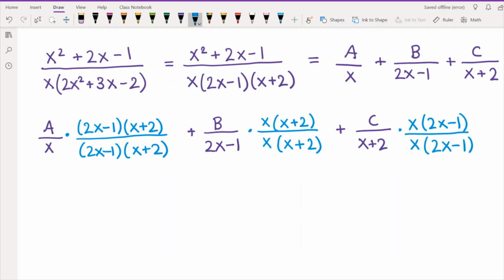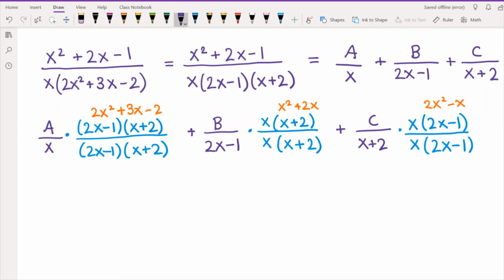Okay, so I'm just going to write above here what these multiply together to be, just so that we can go to the next step more easily. If you multiply together these two things, we already saw that that gives you 2x squared plus 3x minus 2. If you multiply together x times x plus 2, that's going to be x squared plus 2x. And if you multiply together x times 2x minus 1, that's going to be 2x squared minus x.